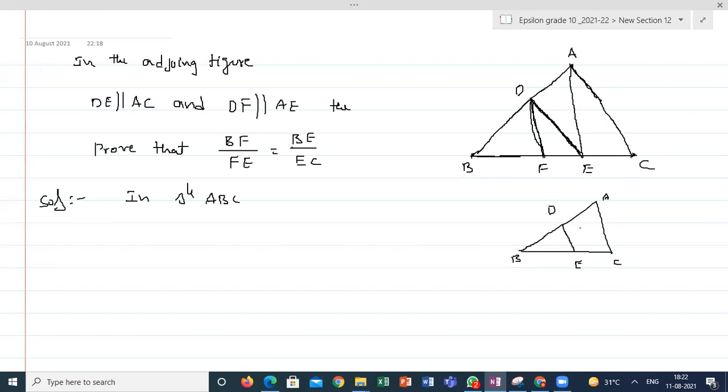So the given is DE is parallel to AC. If I am applying the basic proportionality theorem, what will I get? BD by DA is equal to BE by EC. Is it clear, guys, this step? This is my first equation from the basic proportionality theorem, straight away applied, or Thales theorem.